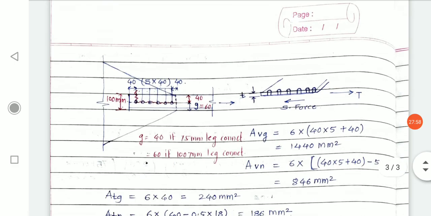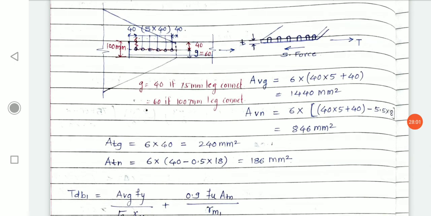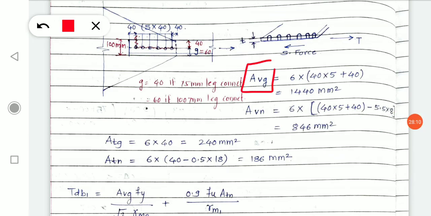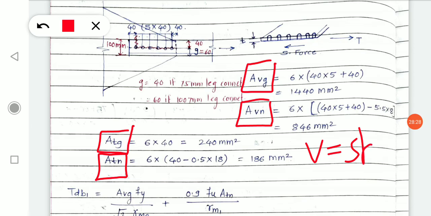Now let's come to the calculation part. So we require to calculate AVG, AVN. This is your AVG, this is AVN, this is ATG and ATN. How to calculate them, or what do these areas mean to us? See, here we are using the V symbol for the face which is under shear, for the area which is under shear, and we are using T for the area which is under tension.